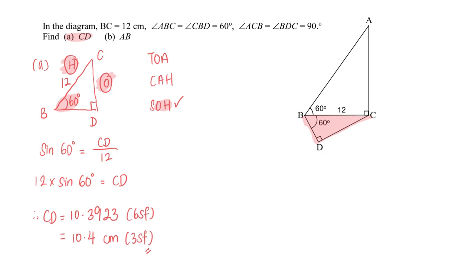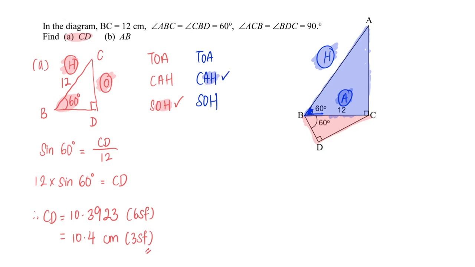Now for part B, I'm going to look at my blue color triangle, and with this blue color triangle, I'm tasked to find my length AB, which is my H. I've got BC 12, and that is the angle here that I'm going to use. So this one will be my adjacent side. So with 3, I got my A and my H.